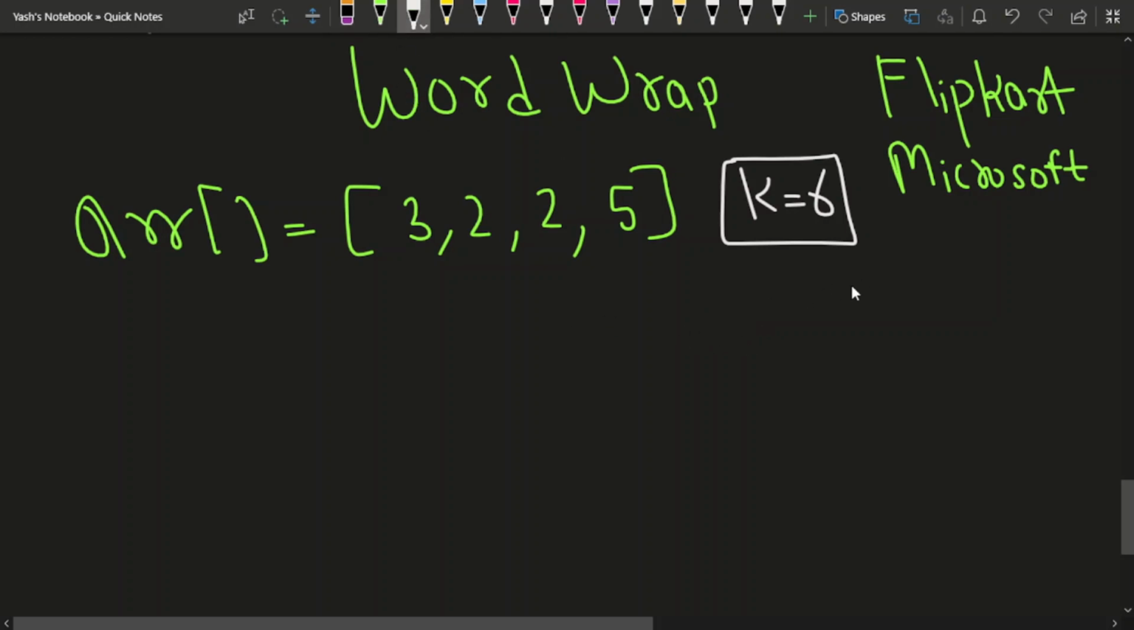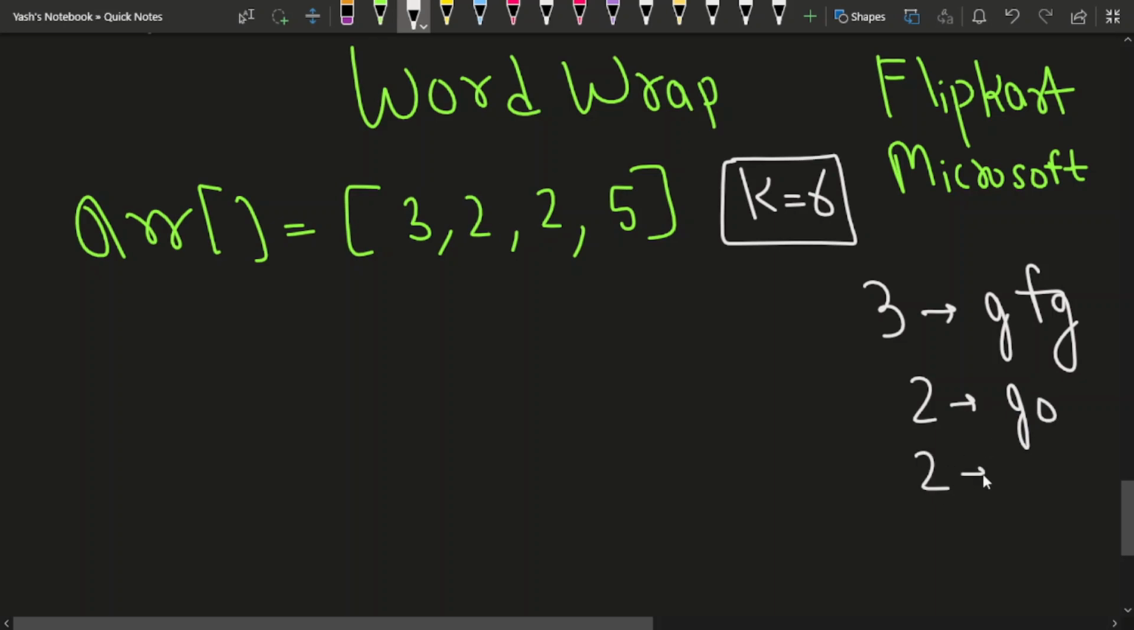So let's first associate the words. The word with length 3 is GFG. The second word with length 2 is Go. The third word with length 2 is CP. And the fourth word with length 5 is coder. So these are the words that we have. Let's try and understand through this simple example. Let's say you have 6 characters that you can put in a particular line.